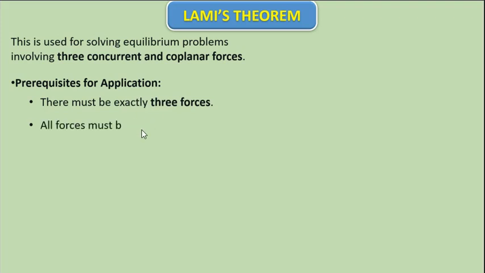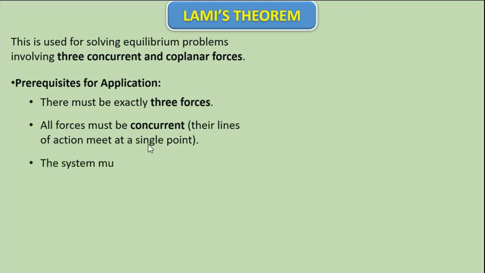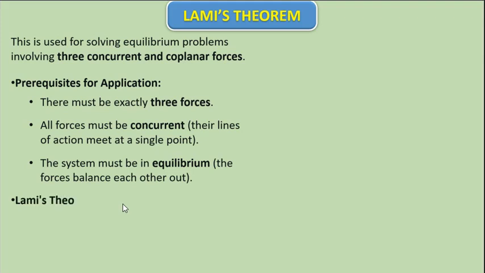Number two, all forces must be concurrent. As explained already, their lines of action must meet at a single point. Not only that, they also must be coplanar, meaning that they must act on the same plane. The system must be in equilibrium. The forces balance each other out. So now, having explained this, we come to the statement of Lami's theorem.